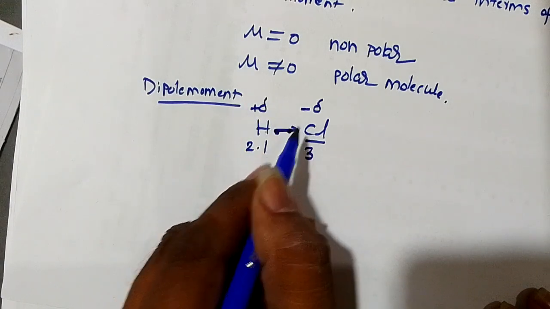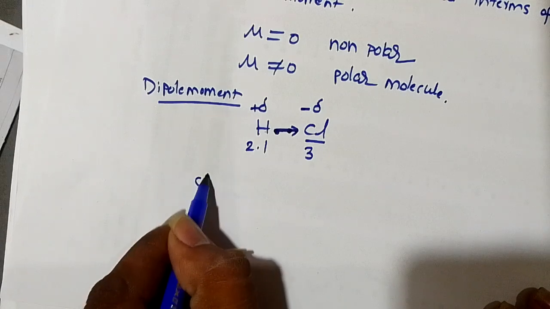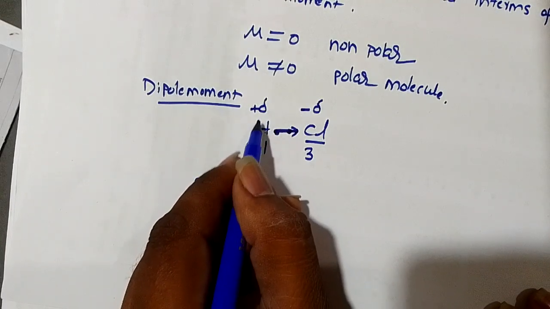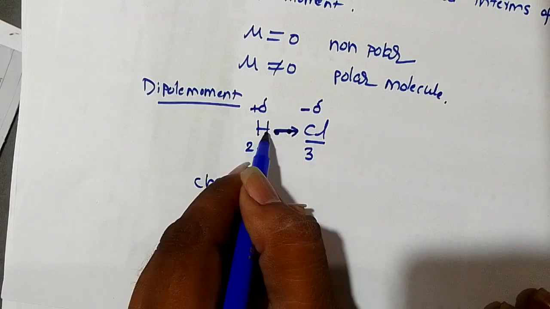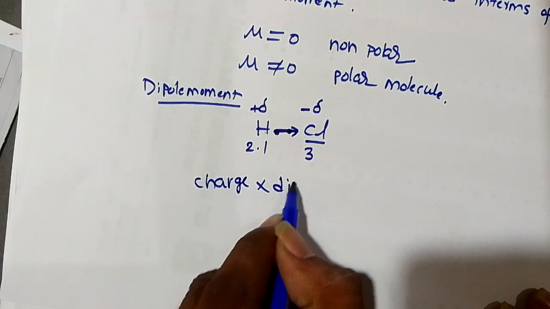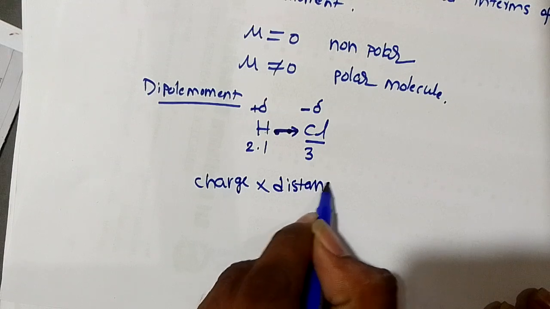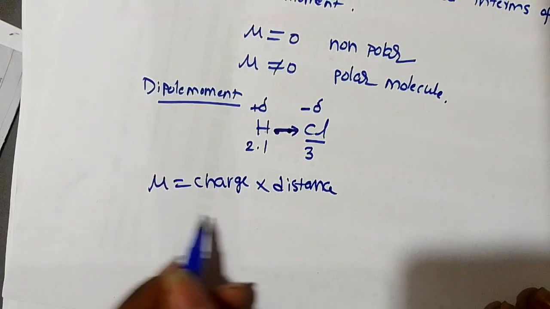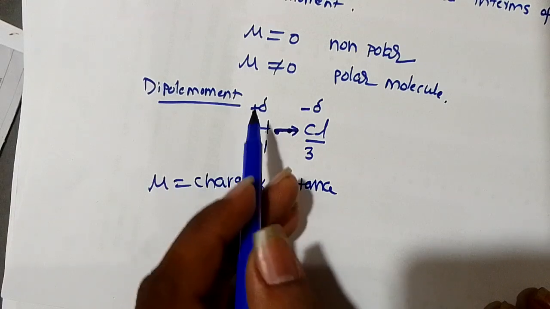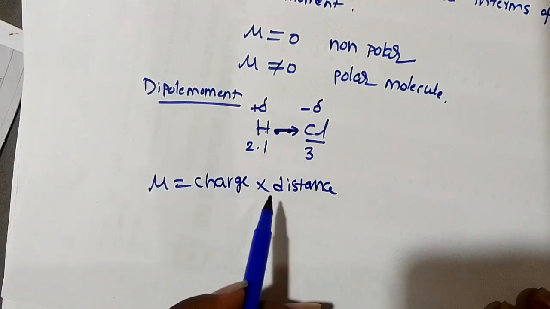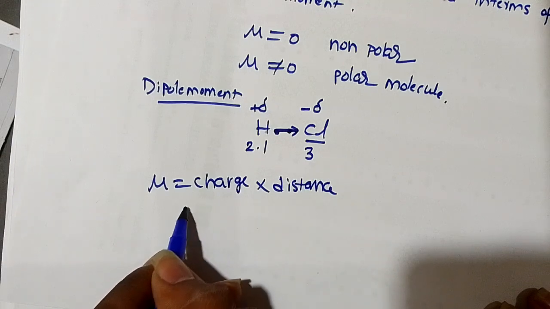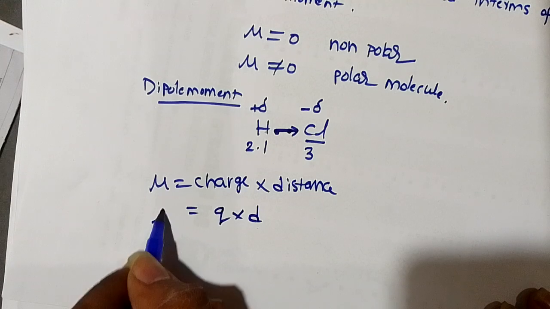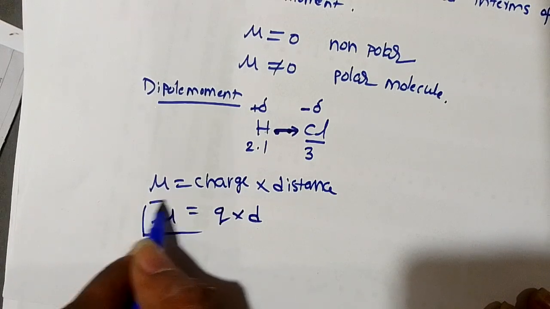Now dipole moment is the product of the magnitude of a charge, either cation or anion, and the distance between the two ions. Charge is indicated with Q and the distance with D. This is the dipole moment.